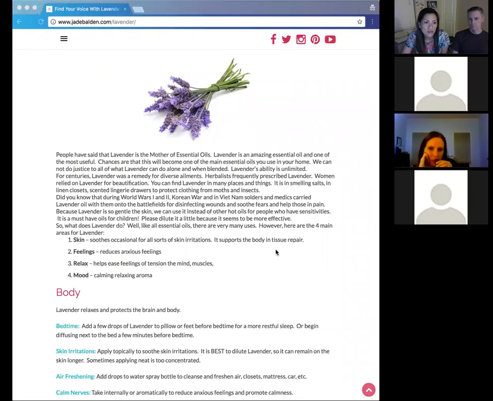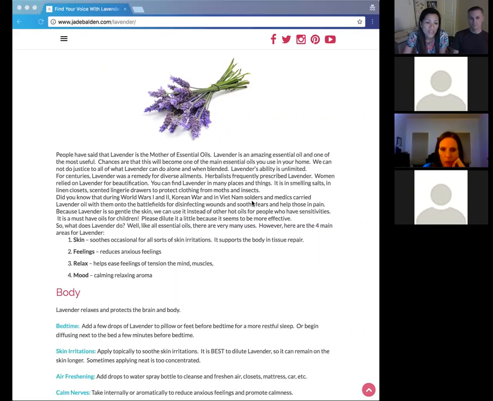Lavender was used for diverse ailments. The herbalists prescribed lavender. Women used lavender in the linen closets to scent their lingerie drawers, and to protect their clothes from moths and insects. In World War One and Two, the Korean War and the Vietnam War, soldiers and medics carried lavender oil into the battlefield to help clean the wounds and to help soothe fears and pains. And lavender is so gentle for the skin.